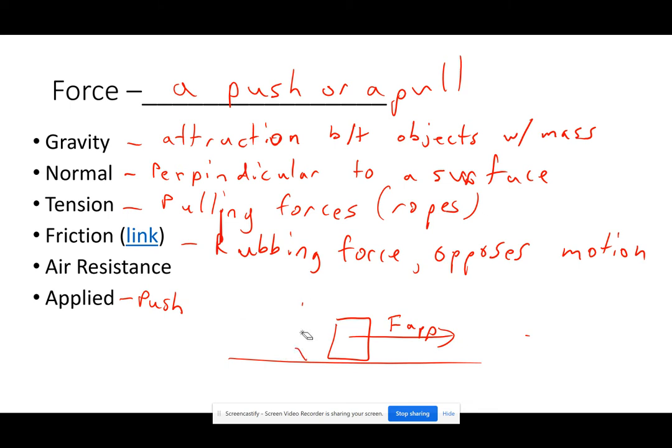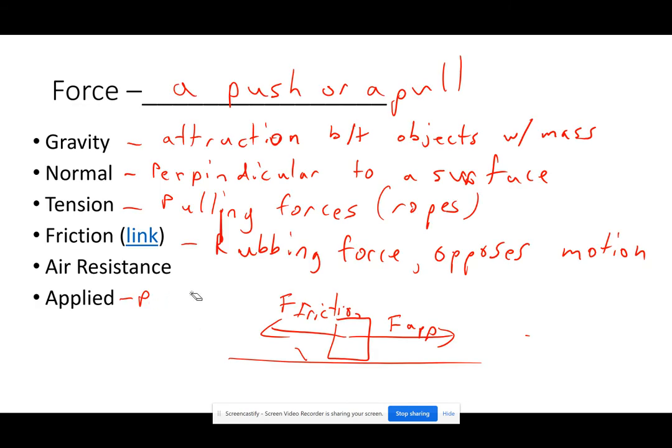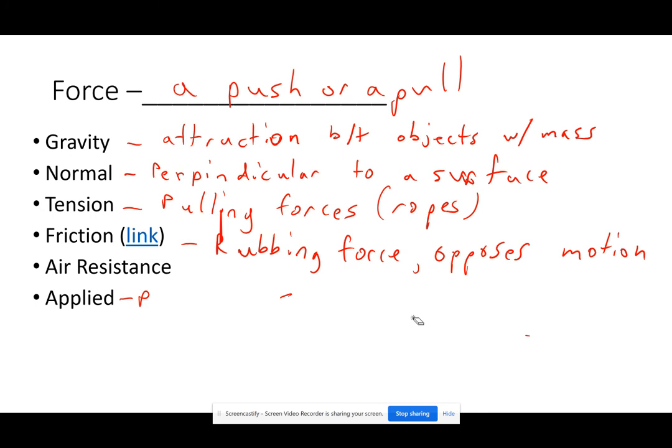Well, if it's standing still, friction would still oppose motion. It doesn't want to move. So friction would prevent it from moving. So an applied force is a push, and it pretty much is any time we're pushing on objects.